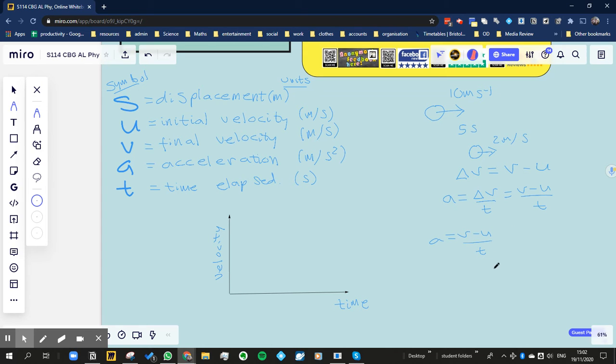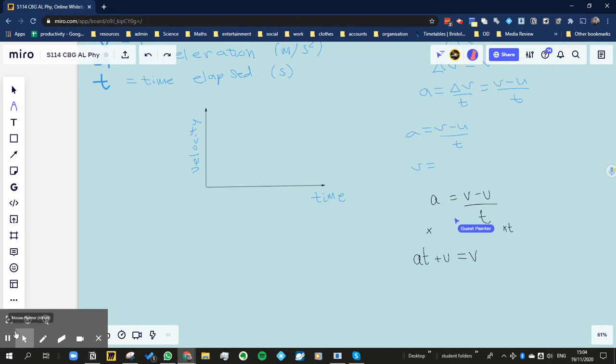Then we would rearrange that by multiplying. In fact, do you want to try and rearrange that on pen and paper? I want to have it rearranged to say v is equal to something. Yeah, exactly, at plus u equals v. Now the way it would probably be written is with the v on the left, but it's the same thing.